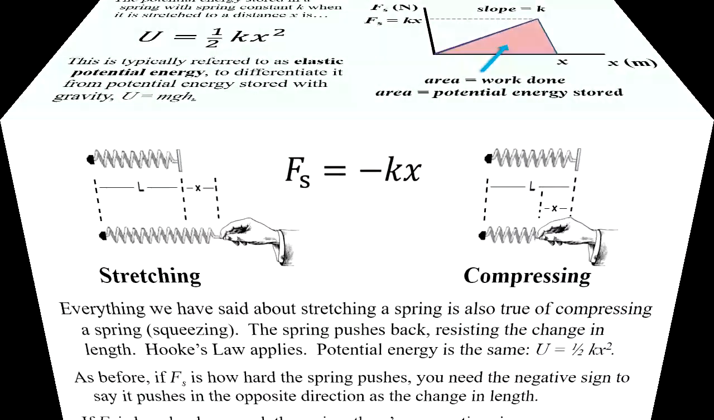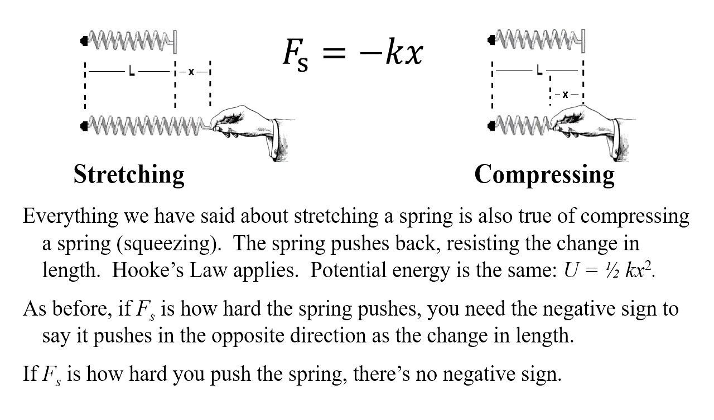So far, we have only talked about stretching a spring by pulling it to a longer length. It's also possible to squeeze a spring, compressing it to a smaller length. Well, everything we have said thus far about stretching a spring is also true of compressing a spring. The spring pushes back against the compression, resisting the change in length. Hooke's law applies. The potential energy formula is the same, U equals 1/2 kx squared.